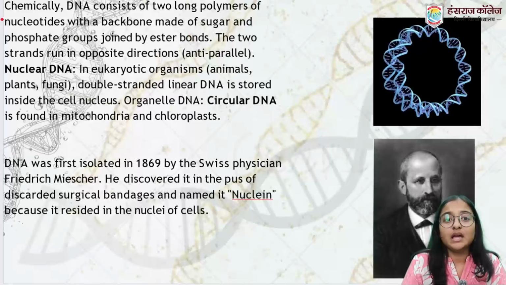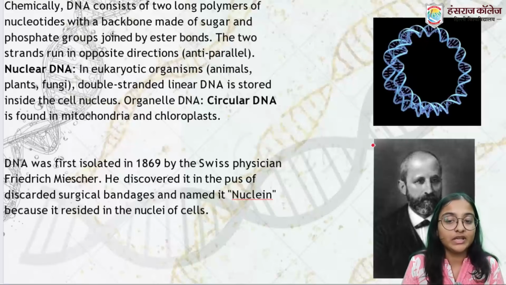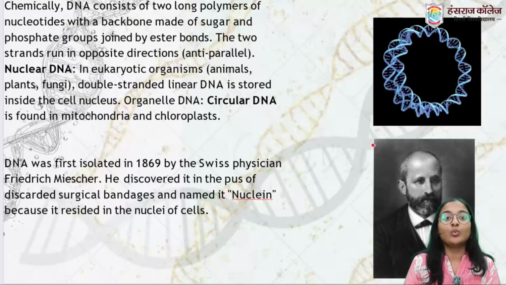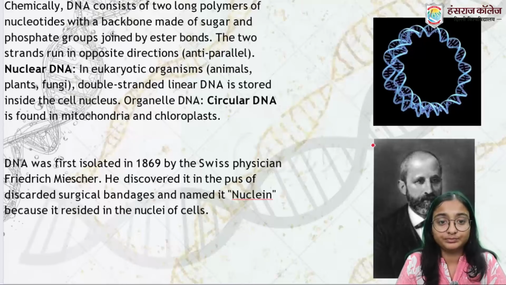Now, let us understand a little about the different types of DNA. There are two types of DNA which are found in eukaryotes. One is the nuclear DNA and the other one is the circular DNA. Nuclear DNA is the linear DNA which we find in the nucleus, whereas the circular DNA is not found in the nucleus, it is only found in organelles such as mitochondria and chloroplast.